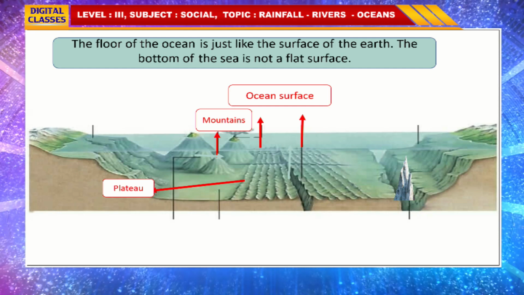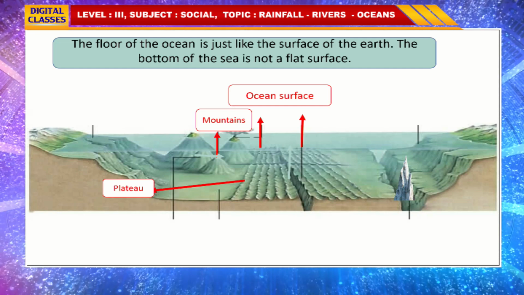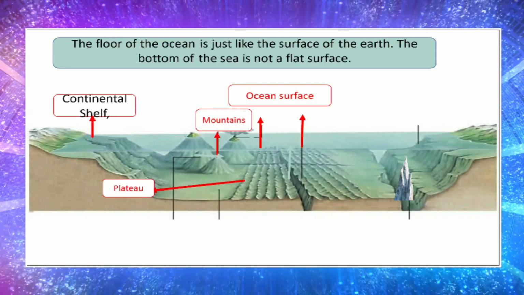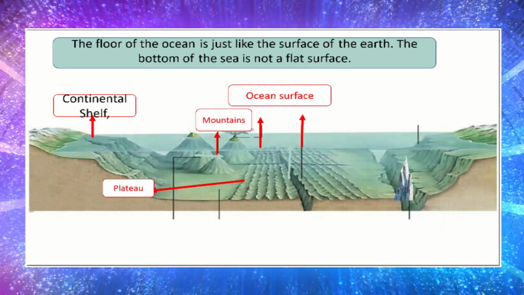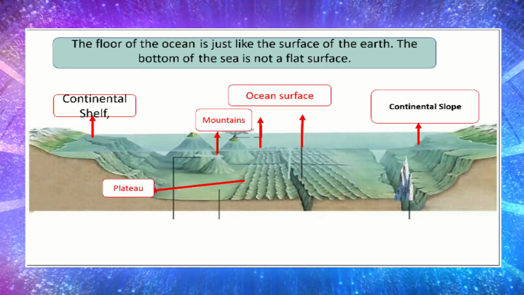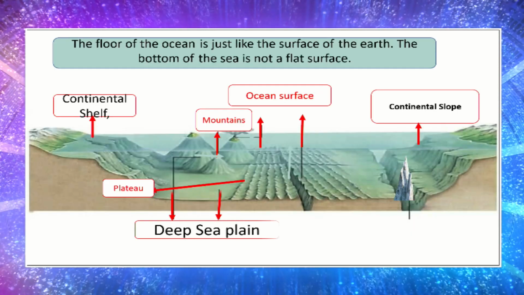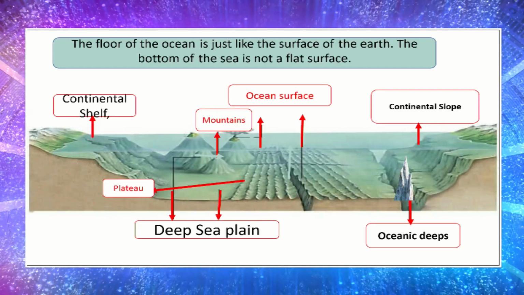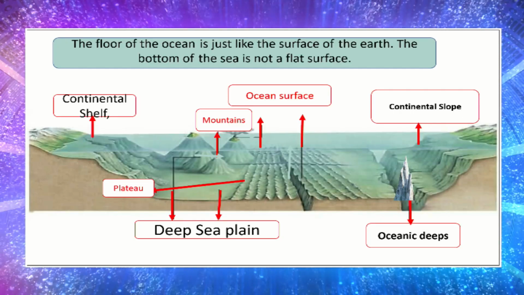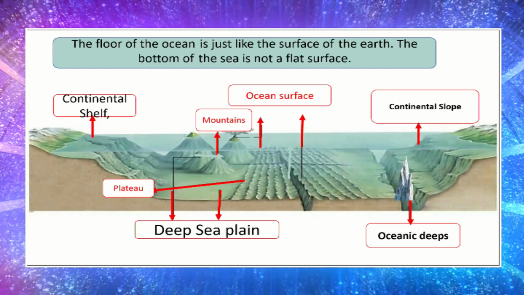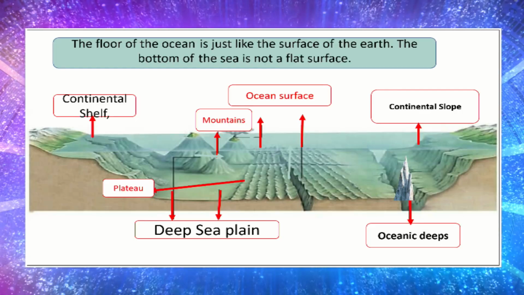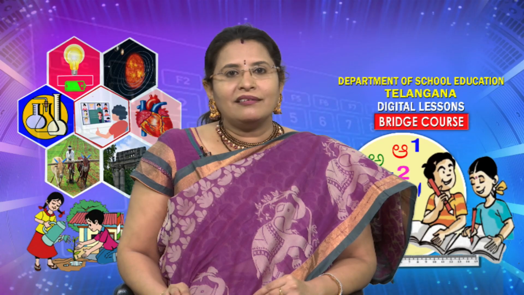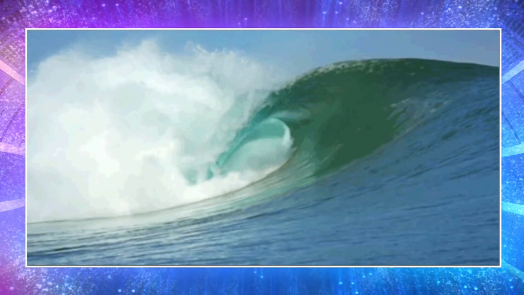And there are different parts of the ocean floor. Now let us learn about them. The ocean floor is divided into 4 parts. The first one is the continental shelf, then the continental slope, the deep sea plains or abyssal plains, and the oceanic deeps or the trenches. As you all know, children, the water will never remain still. It keeps moving. So now let us learn about the movements of the ocean.